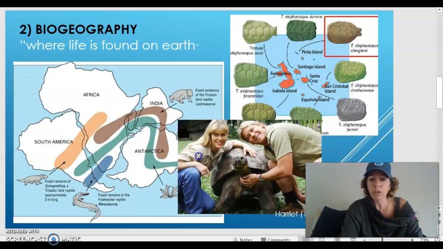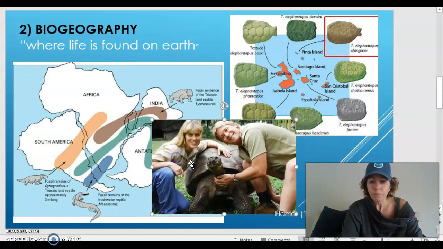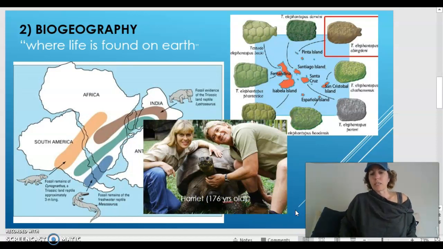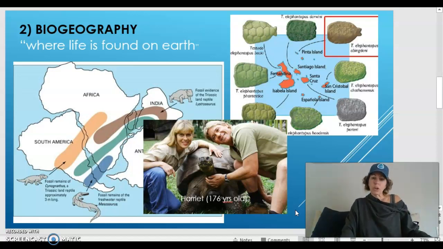The next one I want to look at is this guy right here. This is actually Harriet, which was a Galapagos tortoise that was supposedly 176 years old. Steve Irwin had him in Florida. He died, probably 10 years ago. But he was one of the oldest animals that we had on land.